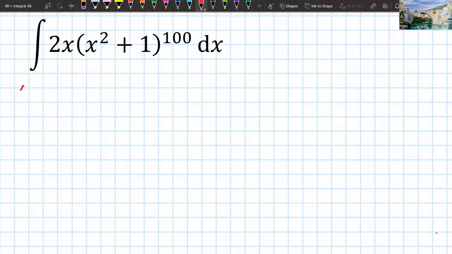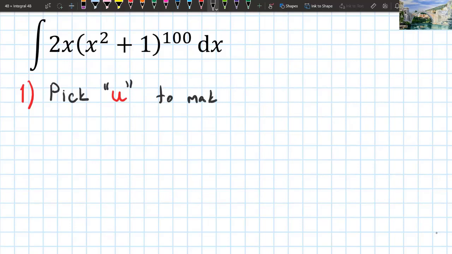Step one. The first step is we need to pick u, to make it easier. So we need to pick u here. The idea is we will write this integral in terms of u, and it will be easier than the given function. So let me give you some tricks here.